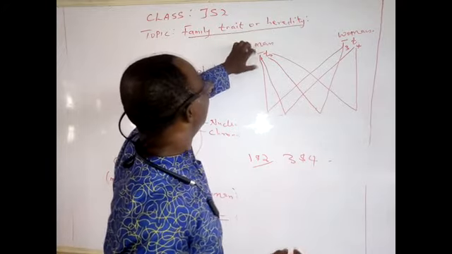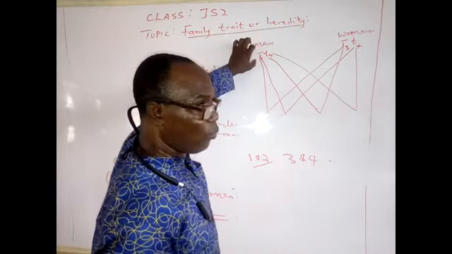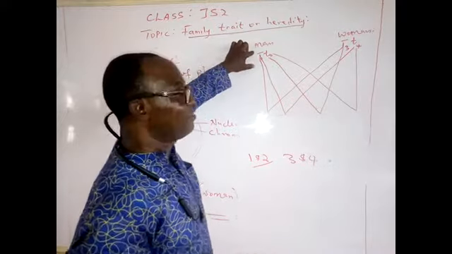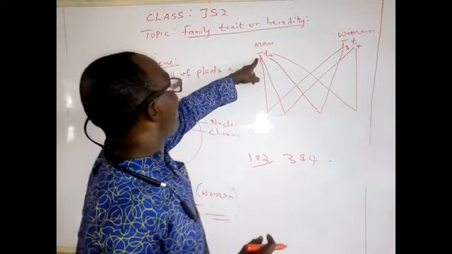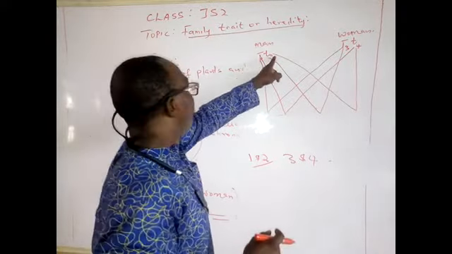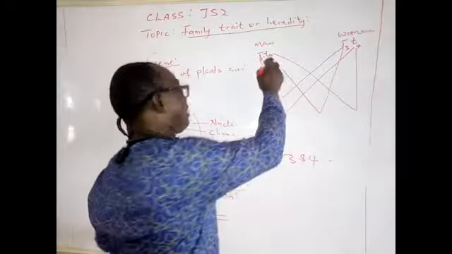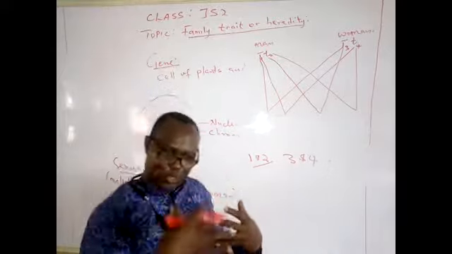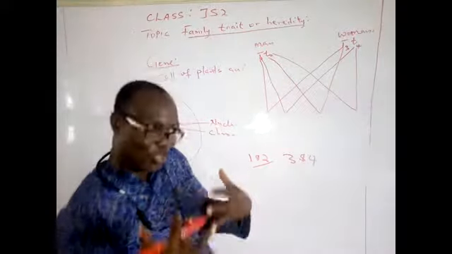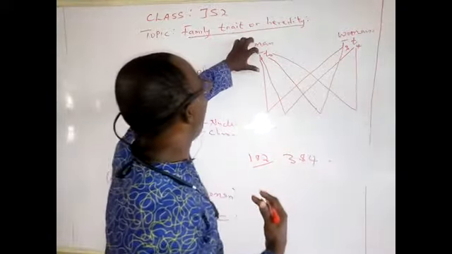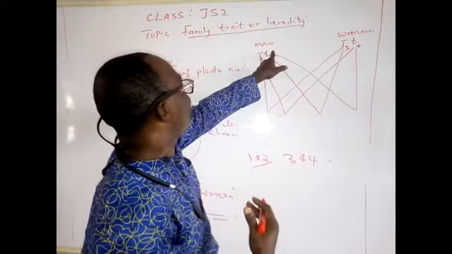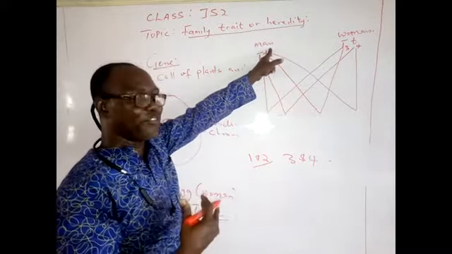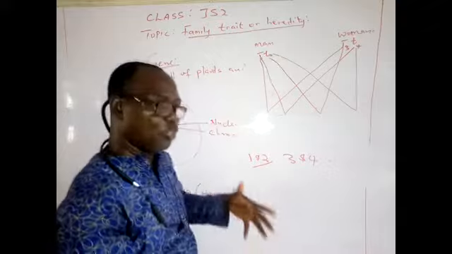We call this T1, tall, dominant, because it will appear in the presence of this. This will not appear. It will overshadow. So you cannot be tall and at the same time be short. Either you are short or tall. So when this appears, this will not appear. This is called a recessive trait. It is there, but it will not appear.